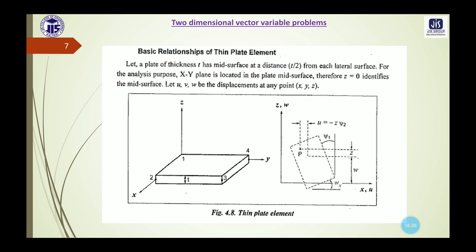Let us consider a plate of thickness t whose mid surface is at a distance t by 2 from each lateral surface. For the analysis purpose, the xy plane is located in the plate mid surface. Therefore, z equals 0 identifies the mid surface. Let u, v, w be the displacements at any point x, y, z. So these are the things that we have considered for this thin plate element.